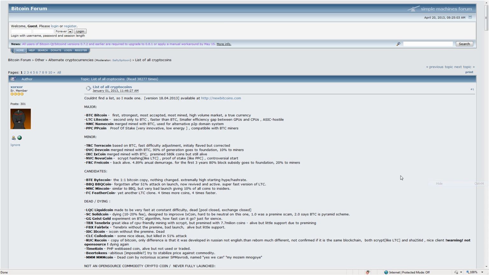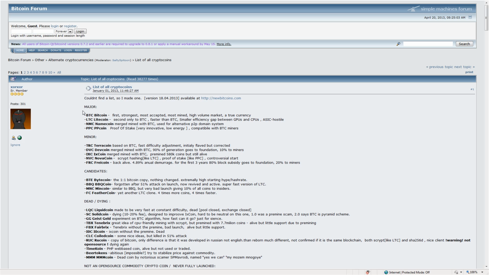Today I'm gonna show you the most important other crypto coins that come after Bitcoin itself. As you can see, this is a very good summary of all crypto coins. You can reach this site either through the URL newbitcoins.com or just surf to the Bitcoin Talk community forum and search for this thread.